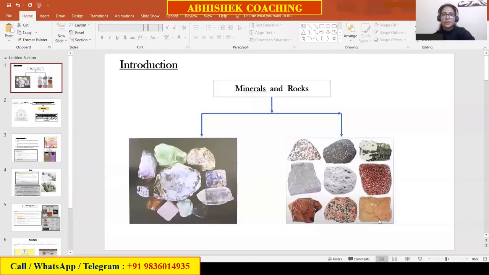So before we move into the topic, tell me how many of you are familiar with the words rocks and minerals? Can anybody tell me anything about rocks and minerals? A rock is a solid collection of minerals, whereas minerals are substances that are formed naturally in the earth. This is the basic difference between rocks and minerals. Now we'll move to minerals first, then we'll come to the rocks.